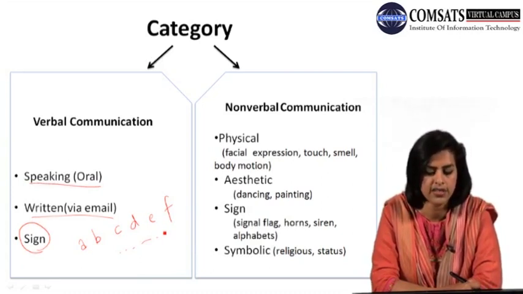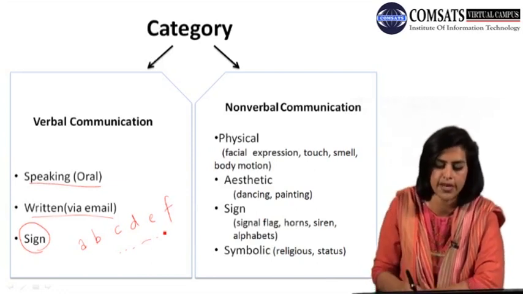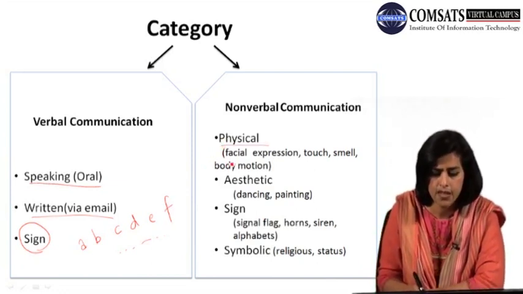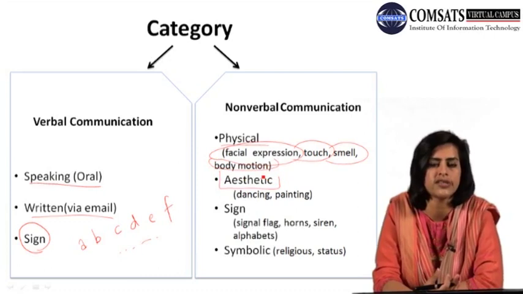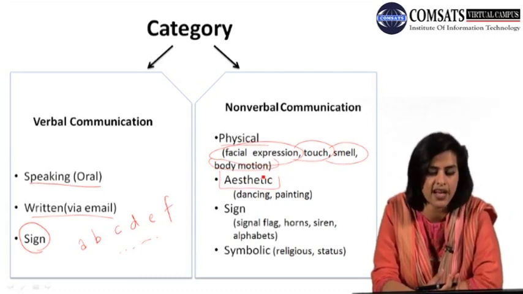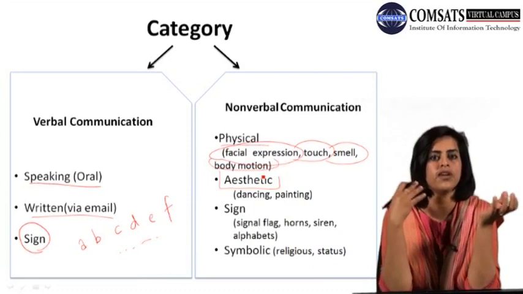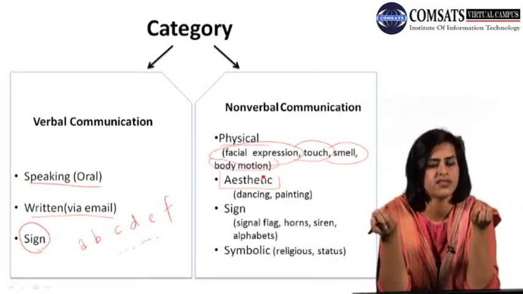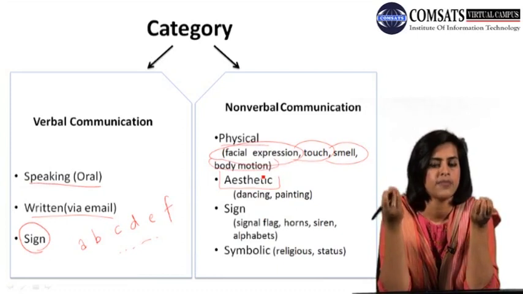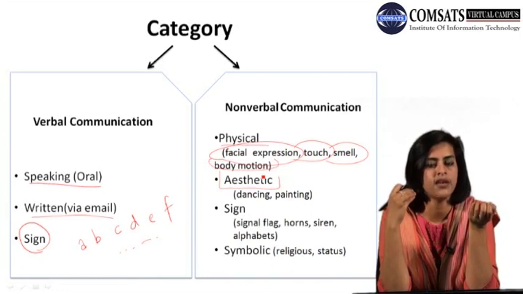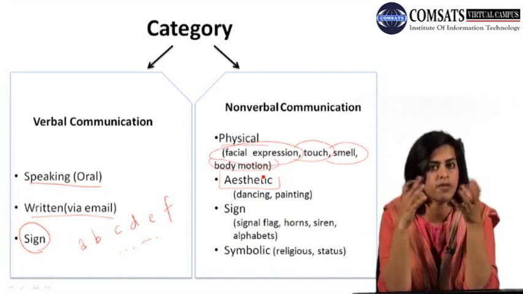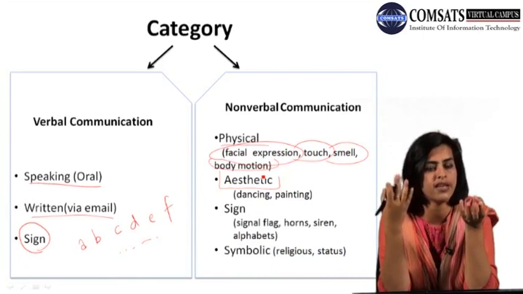However, non-verbal communication is categorized into 4 different kinds. The first is physical. That can be related to your facial expressions, your sense of touch, your sense of smell, your body motion. The second category is aesthetics. Now, in non-verbal communication, there is one language that is known as aesthetics, like dancing and painting. If you have seen any painting, the painting does not talk itself. The painting is not talking, but actually it is revealing or expressing something. So the non-verbal communication is that the painting has got an idea in it.